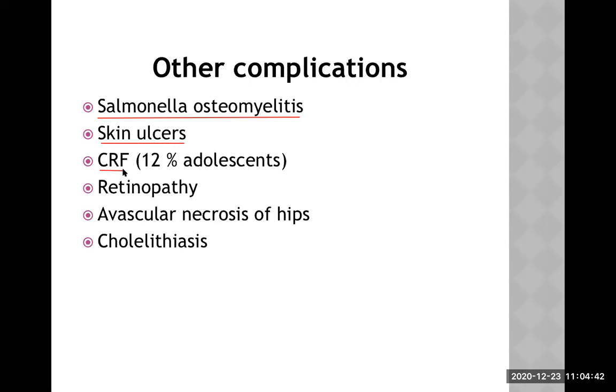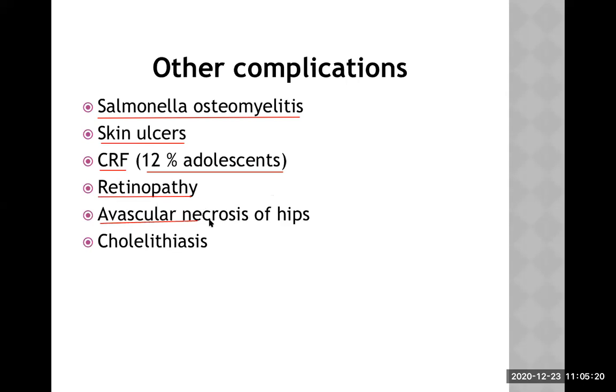The child may suffer from chronic renal failure, CRF. Almost 12% of adolescents in that age group already develop chronic renal failure. Now, why is this? This is because of involvement of the kidney. Remember, there is involvement of the papilla of the kidney. Papillary necrosis is quite common in sickle cell disease. So this may be the manifestation over a period of time. Retinopathy occurs. This is involvement of the retina, again because of thrombus formation, because of occlusion.